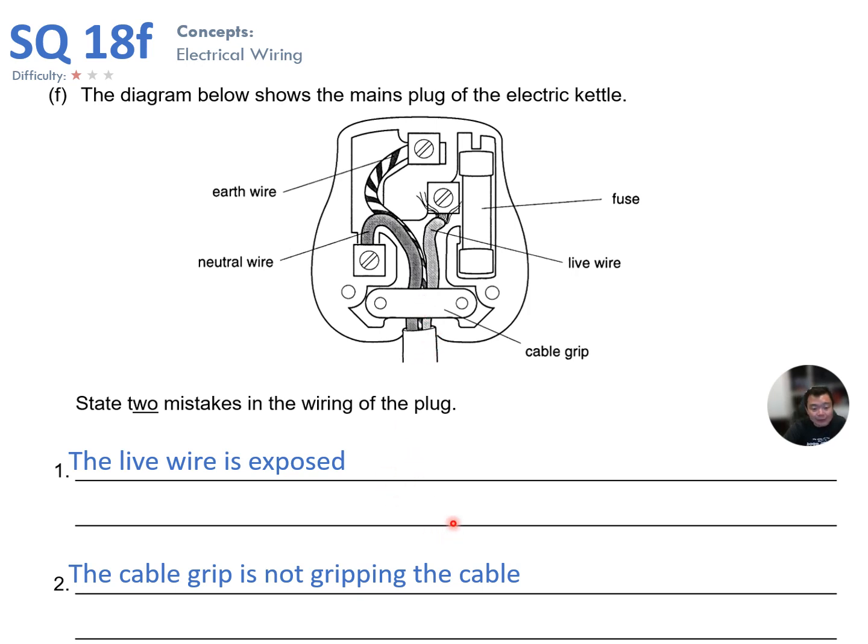This is the mistake. If we connect the cable grip like this, what happens is when you unplug, plug in, unplug, plug in, chances are this outer insulation will be pulled out, and therefore the 3 wires will be exposed. It defeats the purpose of double insulation.